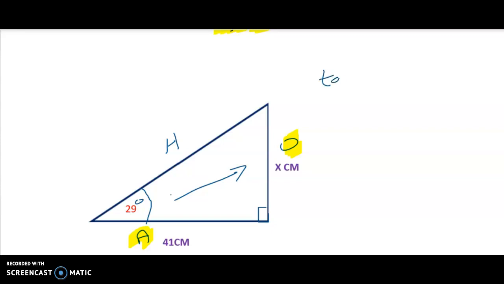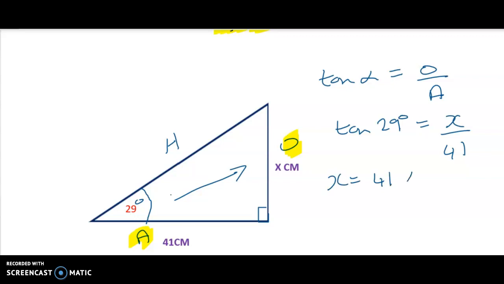So tan of alpha is equal to opposite over adjacent. So tan of 29 degrees is equal to x over 41. Multiply each side by 41, x is equal to 41 times tan of 29 degrees. So plugging that into our calculator, we have 41 times tan of 29 degrees is equal to 22.7, and that's centimetres. Remember, your units are very important.